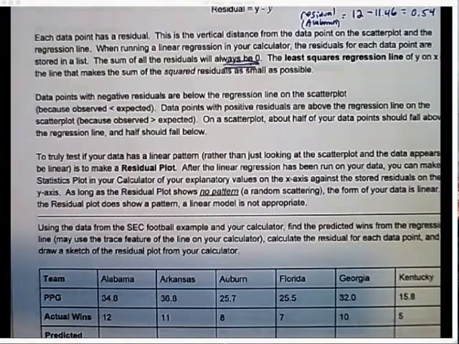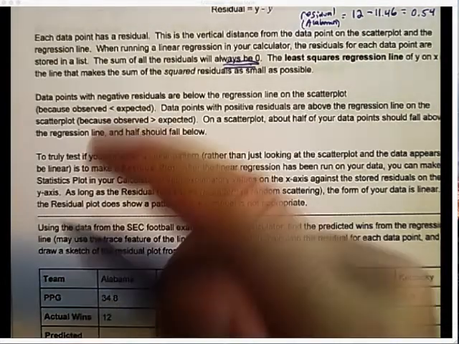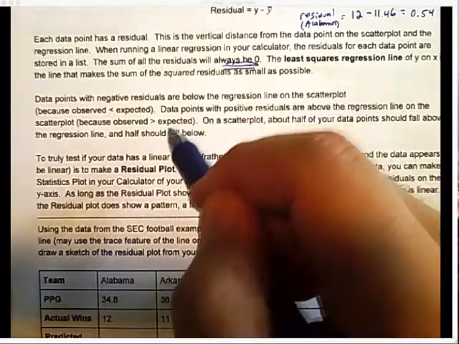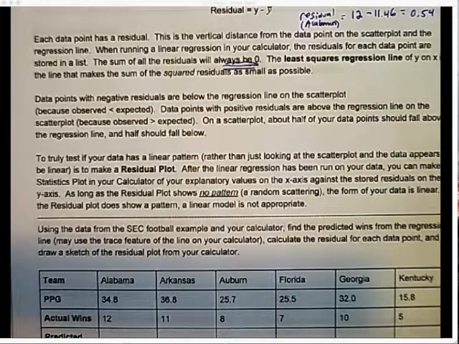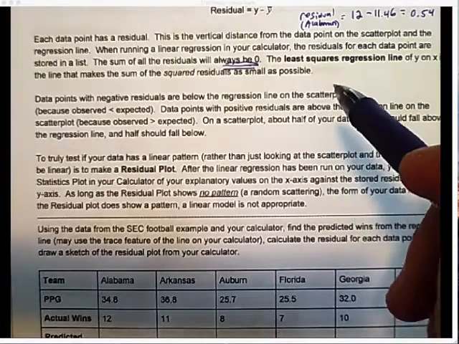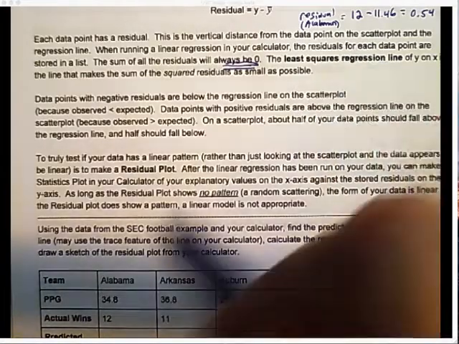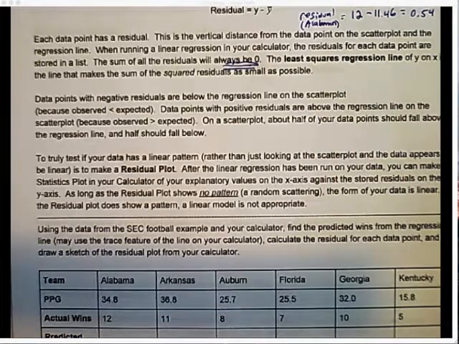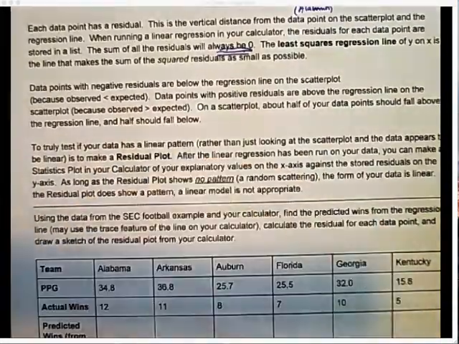And we'll talk more about this in class, but the reason it's called a best fit line is because it's the line that, if I took all the residuals and squared them, would make the sum as small as possible. You can read more about this on your own. But let's actually get into calculating.